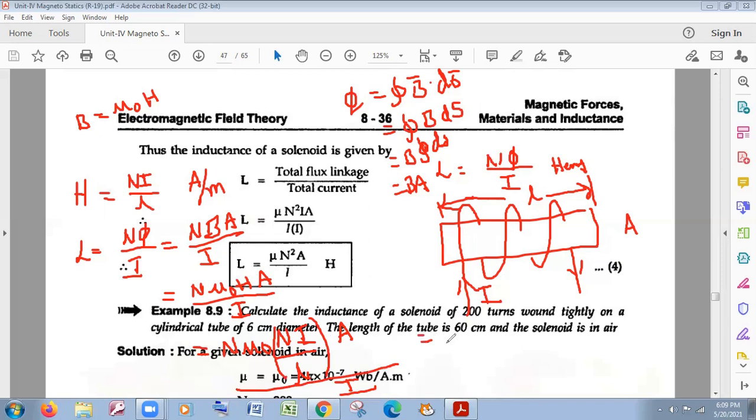N into N is N square, mu. I and I get cancelled here. N square into mu A by l, where L is equal to the inductance of the solenoid. L is equal to mu, not mu naught, actually it is mu only, my students. You can write it as mu N square A by l. Inductance is measured in henry. Got it?